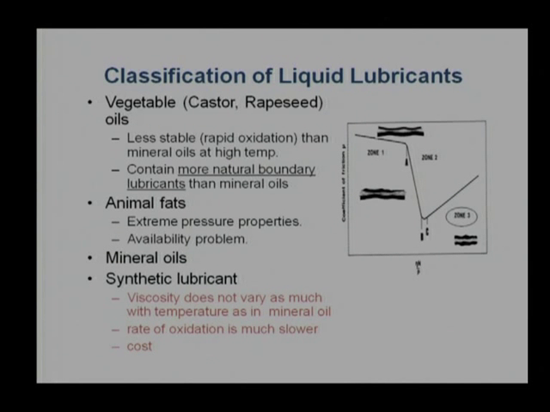When they get oxidized, their viscosity will increase, and if they thermally degrade, then there will be some deposits left with that degradation. However, vegetable oils have one good quality, that is, they contain more natural boundary lubricants. They are good additives for high load applications.